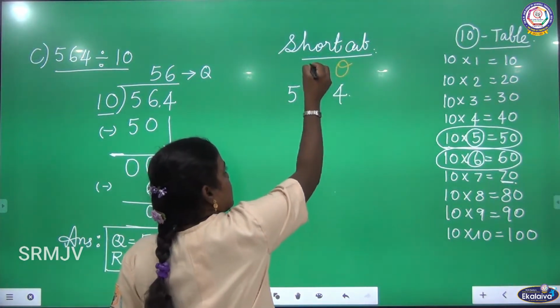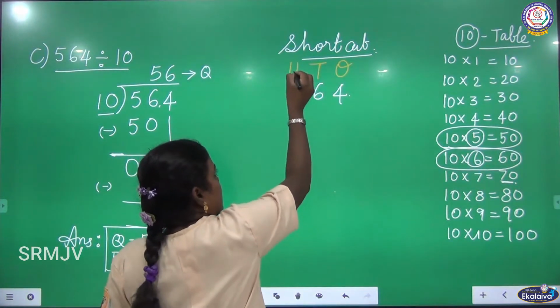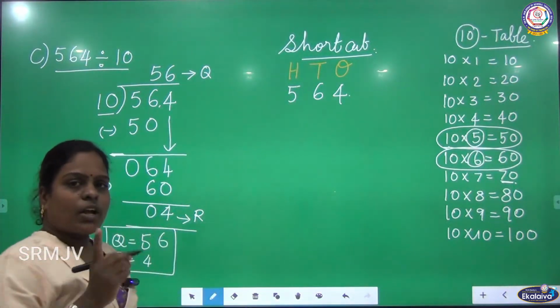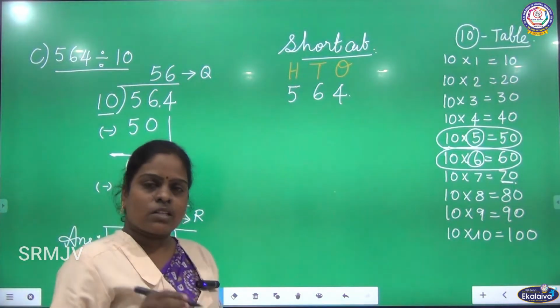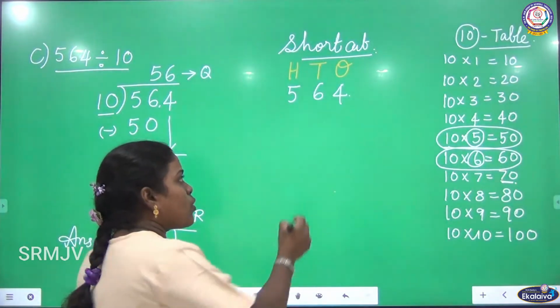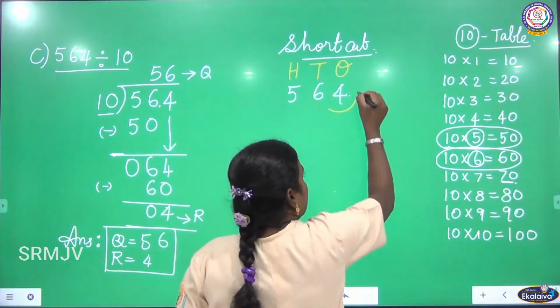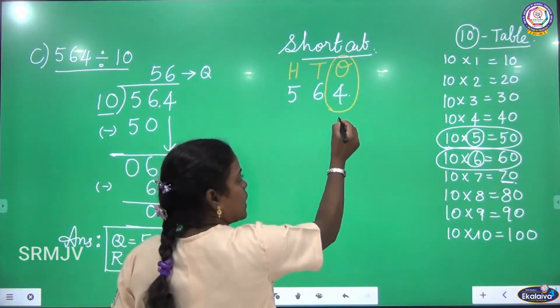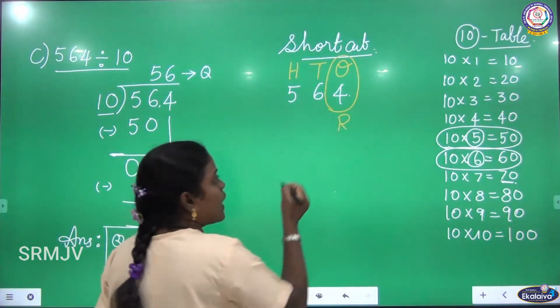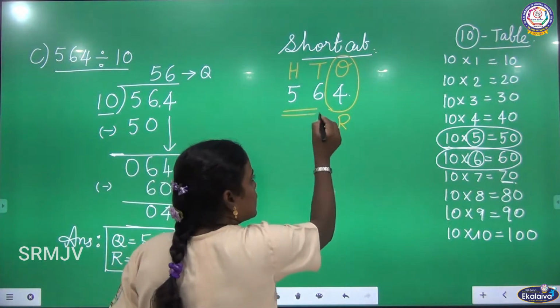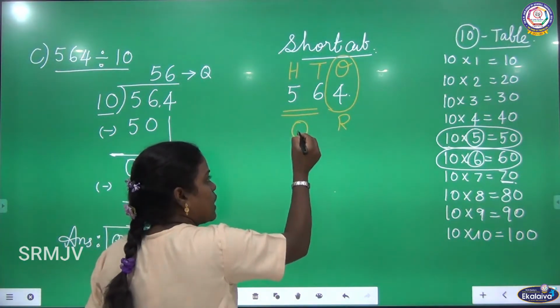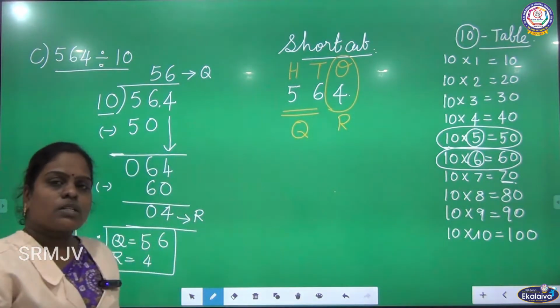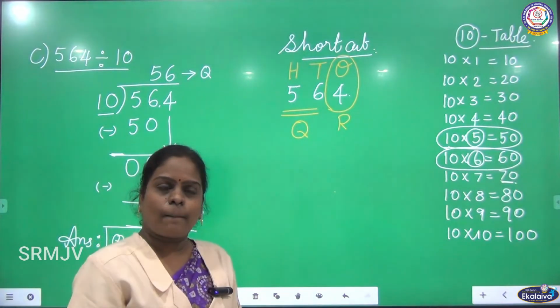Ones, tens, 100. So when you are dividing a number by 10 in the shortcut method, you have to choose only the ones place, and this is called the remainder. And the rest of the digits are the quotient. Now tell me, what is the quotient and remainder?